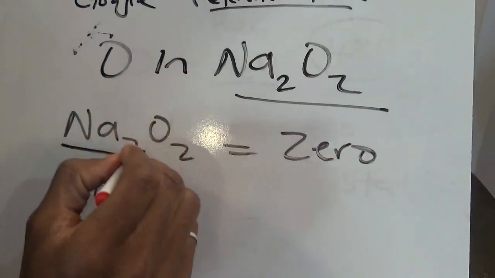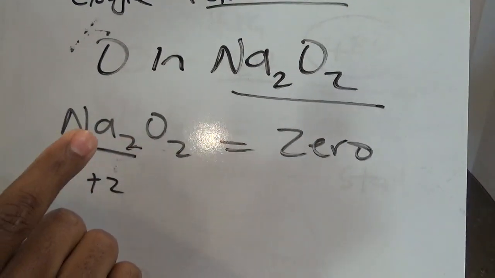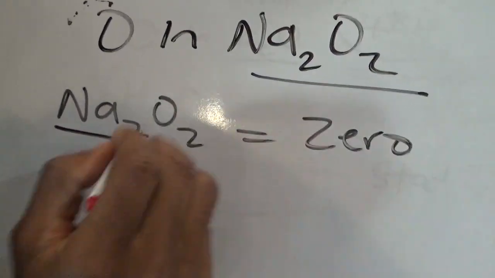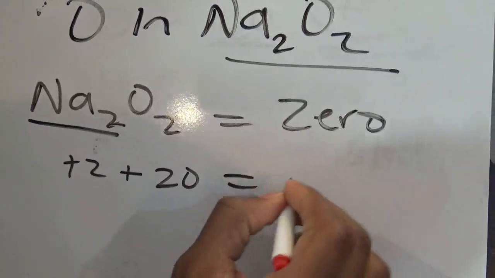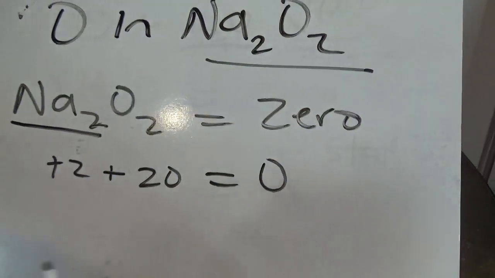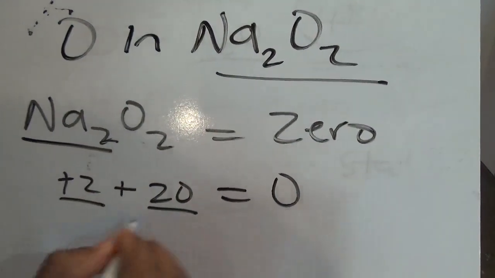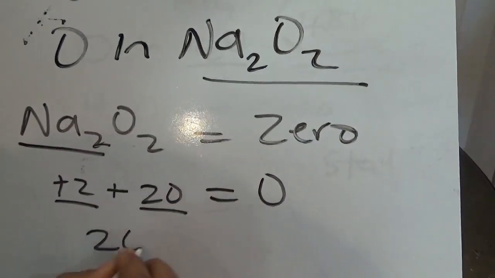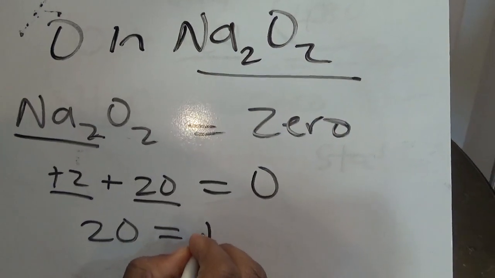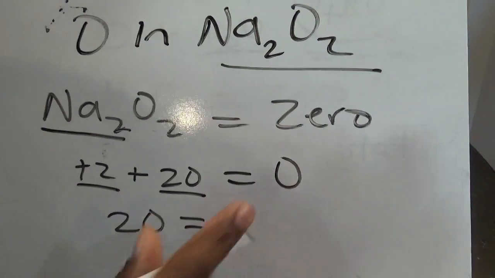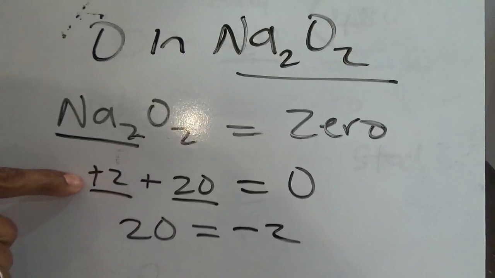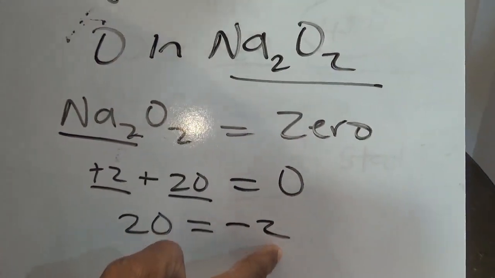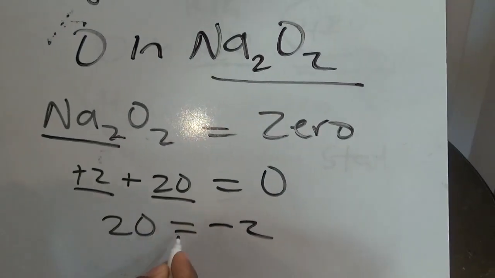Now, how many oxygens do we have? We have 2 oxygens. So 2 oxygens is equal to 0, right? Okay, so this is a +2, this is 2 oxygens, and this is 0. If we want to move this over to this side, 2 oxygens will be equal to -2. Remember, +2 moves over to the other side of the equality sign. It gives you -2. Okay, now we have 2 oxygens is equal to -2.